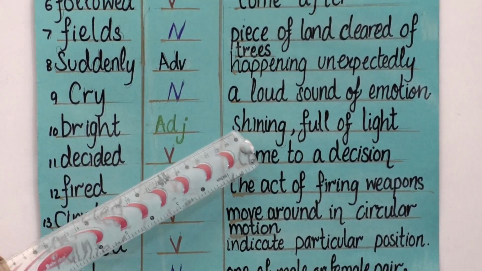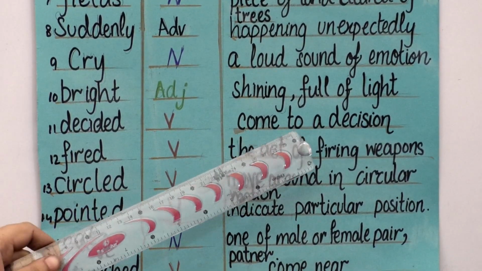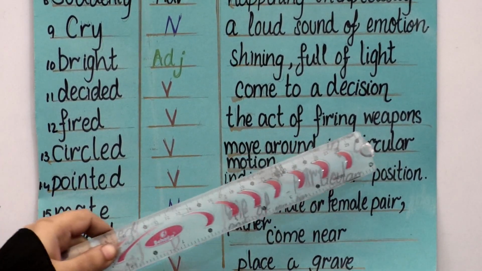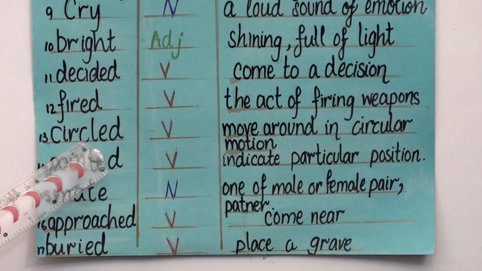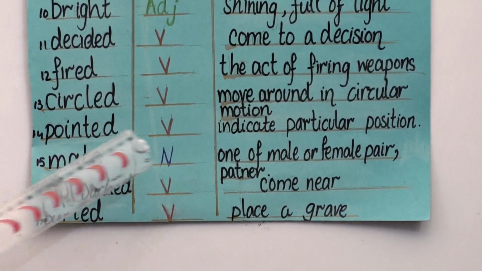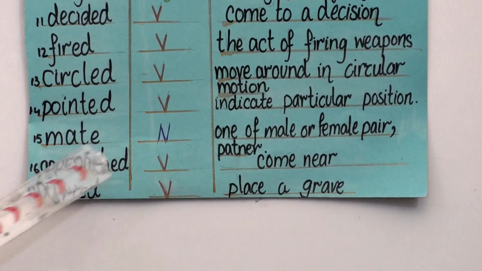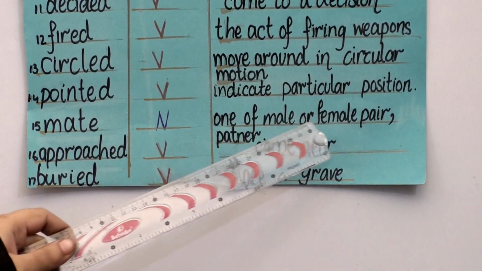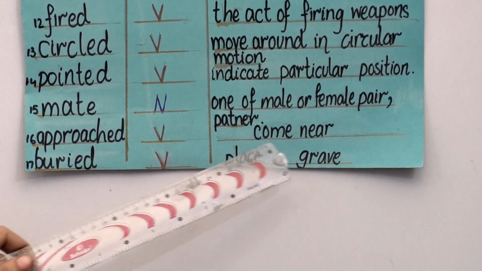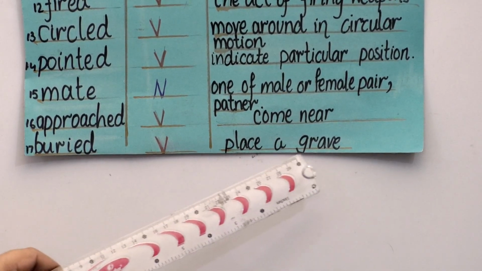Bright, adjective, shining, full of light. Decided, verb, come to a decision. Fire, verb, the act of firing a weapon. Circle, verb, move around in circular motion. Pointed, verb, indicate particular position. Mate, noun, one of a male or female pair or partner. Approach, verb, come near. Buried, verb, place in a grave.